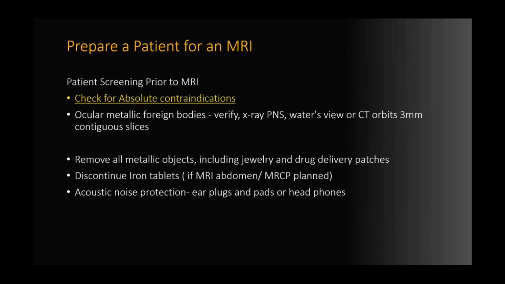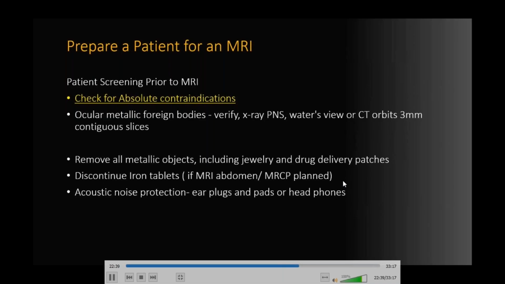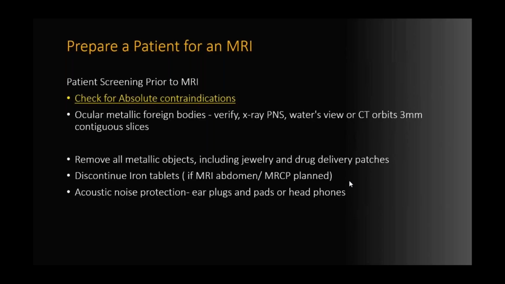So preparing for an MRI. Now, patient screening prior to an MRI, there are a very small number of absolute contraindications. So the absolute contraindications are ocular metallic foreign bodies or mobile foreign bodies. For this, if there is any doubt, an X-ray PNS Waters view may be done, or sometimes a CT orbit might be done. We need to remove all metallic objects, including jewelry and drug delivery patches.